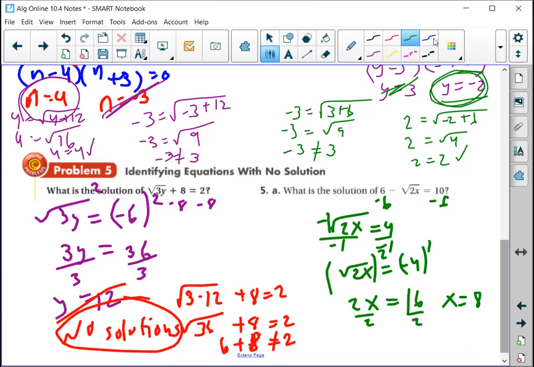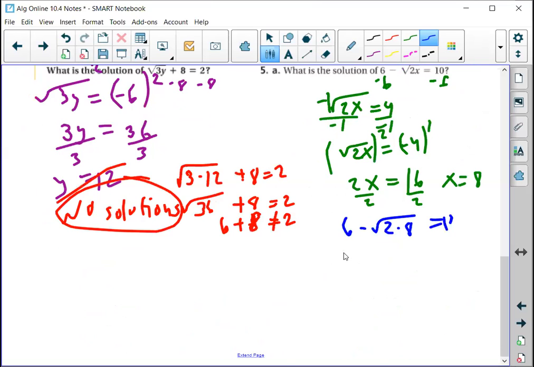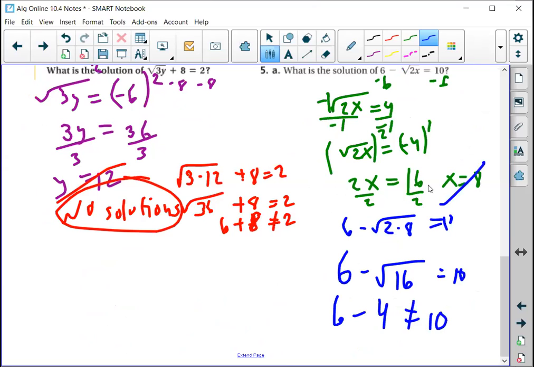But then remember, whenever we plug that back in, we have 6 minus the square root of 2 times x, or 2 times 8. That's supposed to equal 10. So as we continue through that simplification, we have 6 minus the square root of 2 times 8, which is 16. That's supposed to equal 10. So we have 6 minus, the square root of 16 is 4. Well, that's supposed to equal 10. But we know that 6 minus 4 does not equal 10. So that x equals 8 does not work. But that was the only possibility. So because that only possibility doesn't work, this would be another example of no solution.